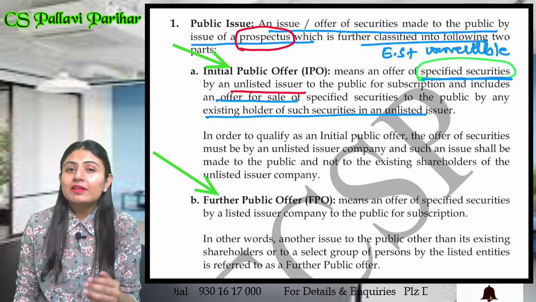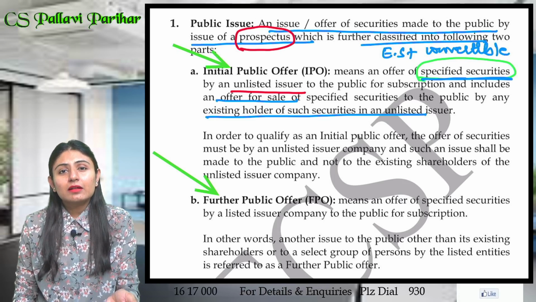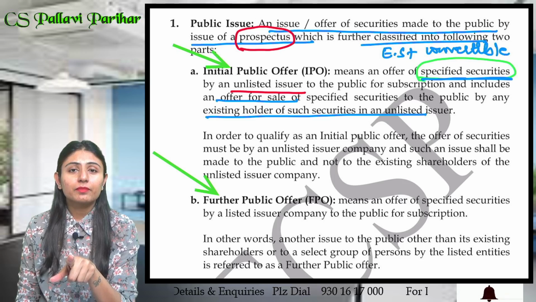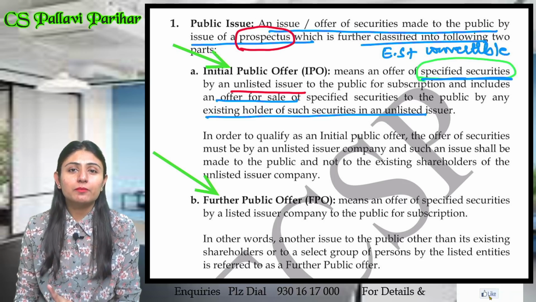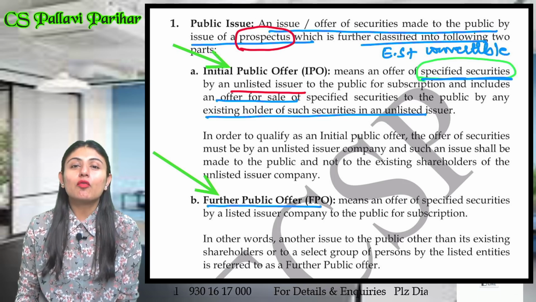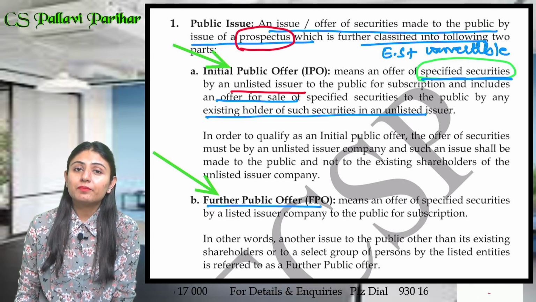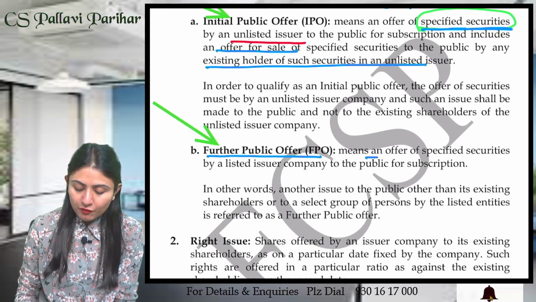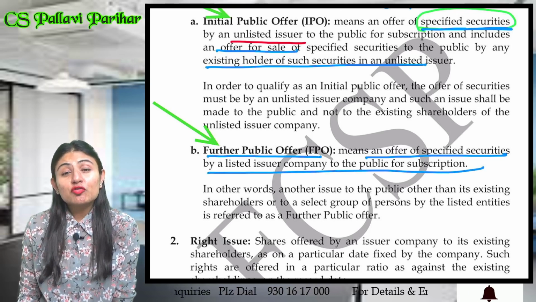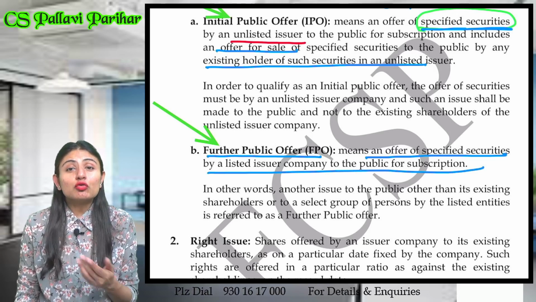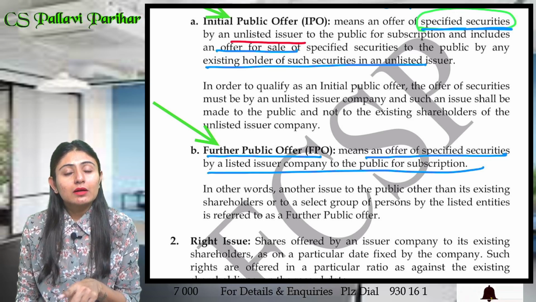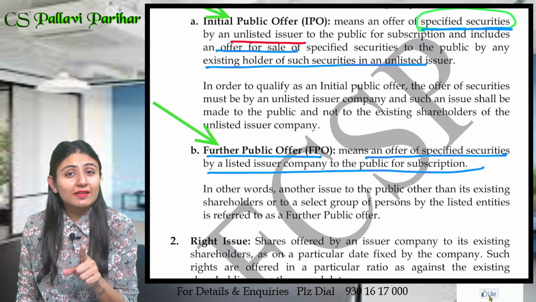And once you come up with this issue, and it is floated in the market and subscribed by the investors, you become a listed borrower. After that, whatever issues you come up with, however many, it shall always be termed a further public offer, because a further public offer means an offer of specified securities by a listed issuer to the public for subscription. So if it's the first-time issue of securities to the public for subscription, in the form of an offer for sale from the existing shareholders of the company, it's called an IPO.